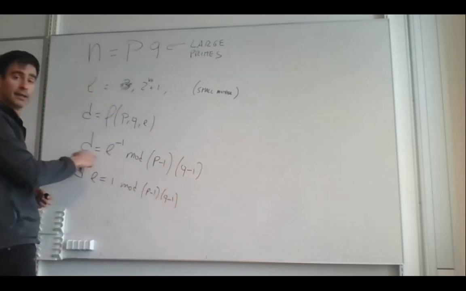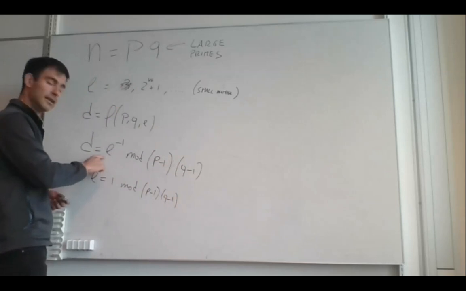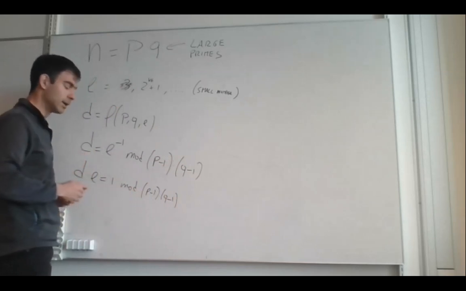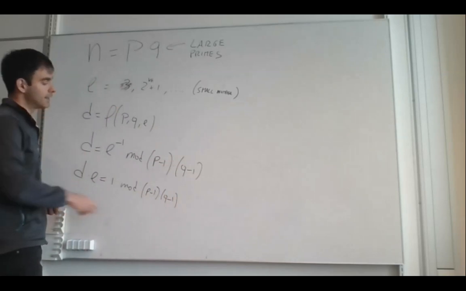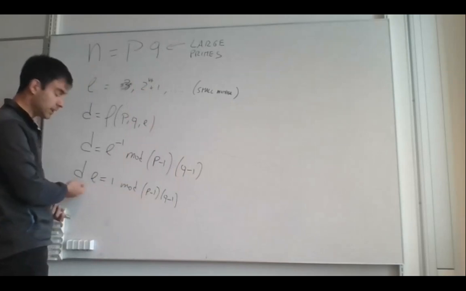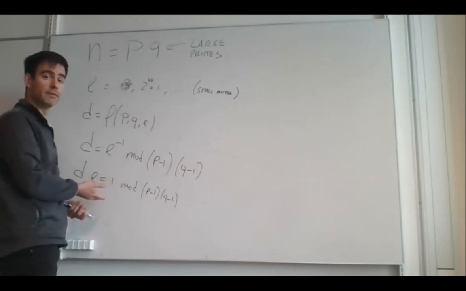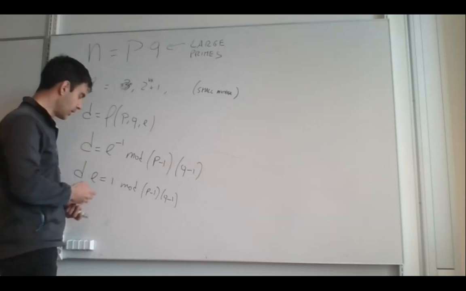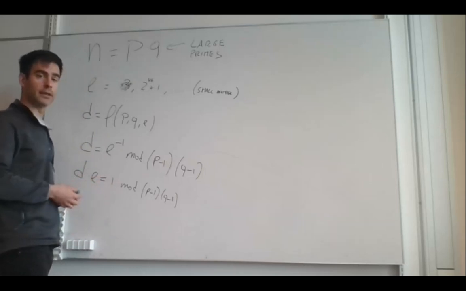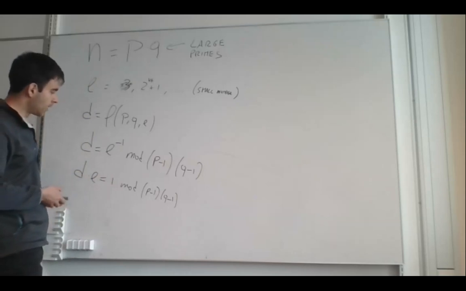So this is not the inverse in the usual integer sense. This is the number that, if you multiply it with E, you get 1 modulo P minus 1 times Q minus 1. And since these prime numbers are going to be very large, thousands of bits, as we discussed before, it will not be possible to do this inversion in your head like we did before. You're going to have to use some algorithms. And the algorithm that does this for you is the extended Euclidean algorithm.